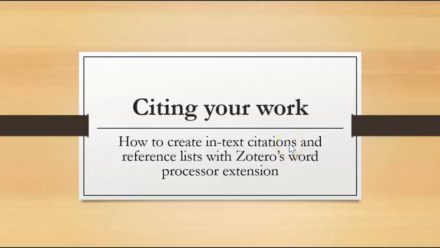Citing your work: how to create in-text citations and reference lists with Zotero's word processor extension. Using Zotero to create in-text citations and reference lists saves you the time of having to create these on your own, and it allows you to easily change between citation formats. This function in Zotero works with Microsoft Word, which is what I'll be using for my demonstration, as well as with LibreOffice and Google Docs.